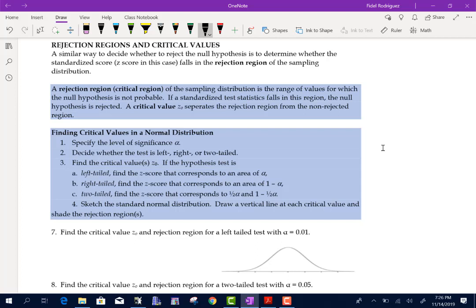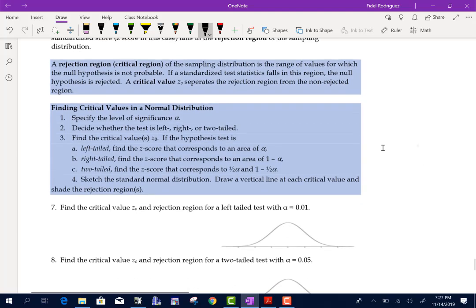Okay, so what we're going to do here, guys, we're going to talk about these things called rejection regions and critical values. So it says a similar way to decide whether to reject the null hypothesis is to determine whether the standardized score or the z-score falls in the rejection region of the sampling distribution. A rejection region or a critical region of a sampling distribution is a range of values for which the null hypothesis is not probable. If a standardized test statistic falls in this region, the null hypothesis is rejected. A critical value Z0 separates the rejection region from the non-rejected region.